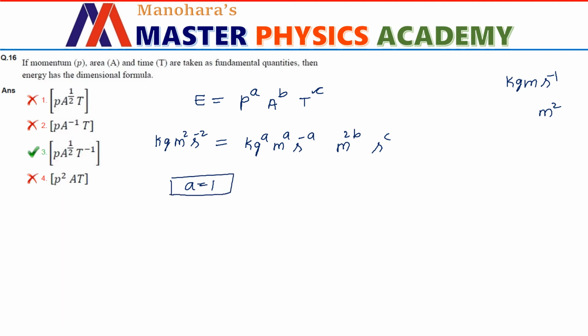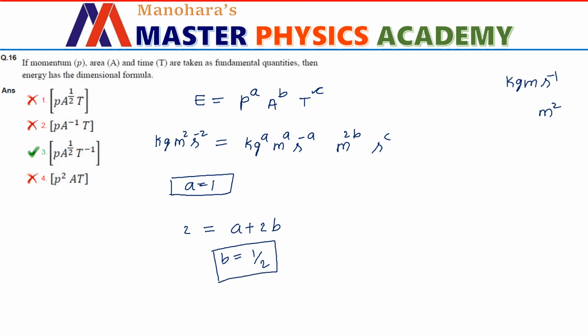Then I'll just do the same for powers of m. On LHS it is 2, on RHS it is a plus 2b, right? But we got the value of a, which is equal to 1. So substituting a equals 1, we will be getting 2b is equal to 1, or b is equal to 1 by 2. So we got the answer for b, that is half.